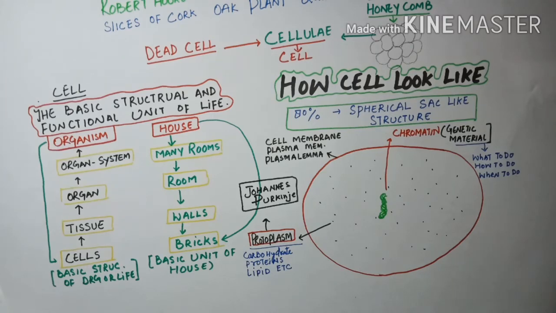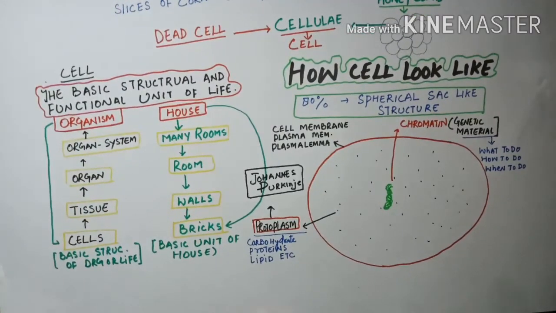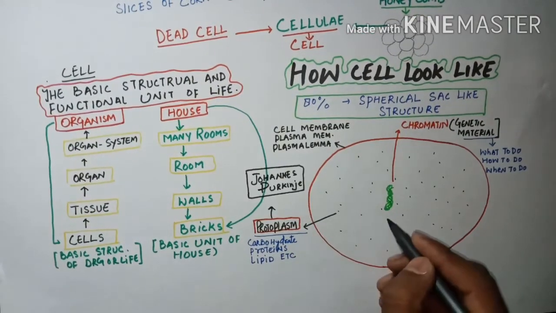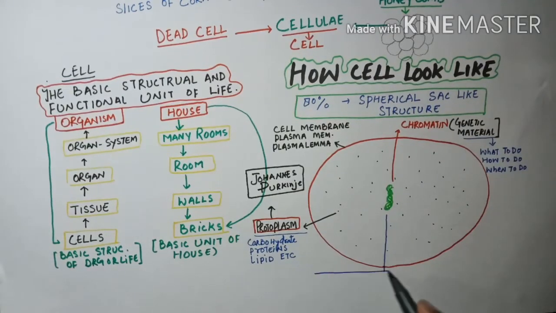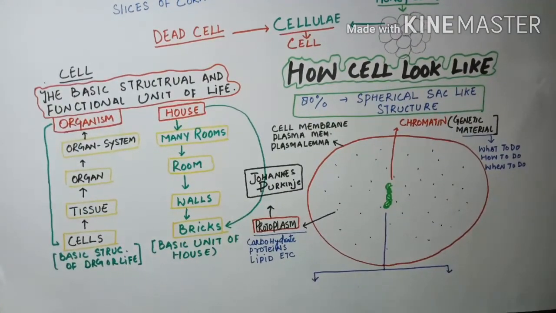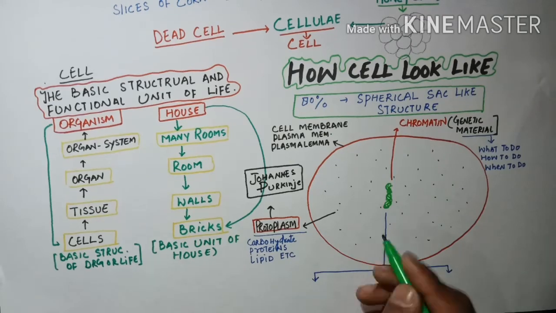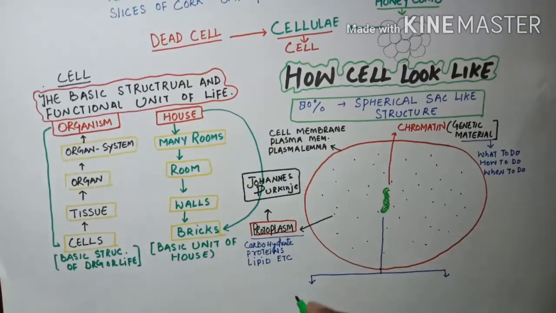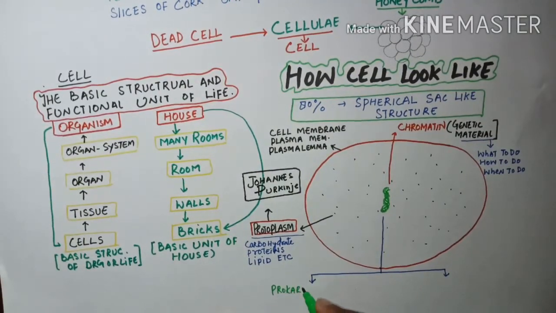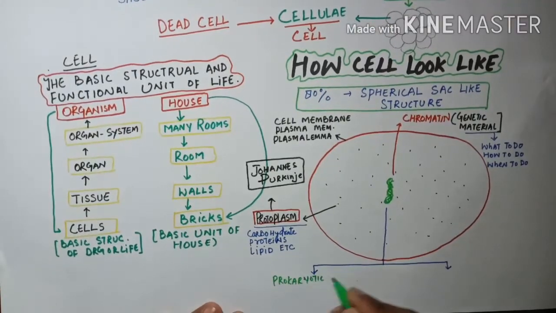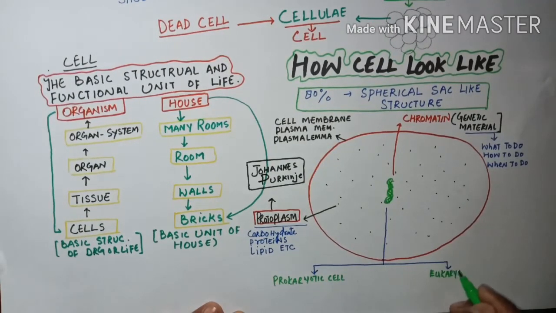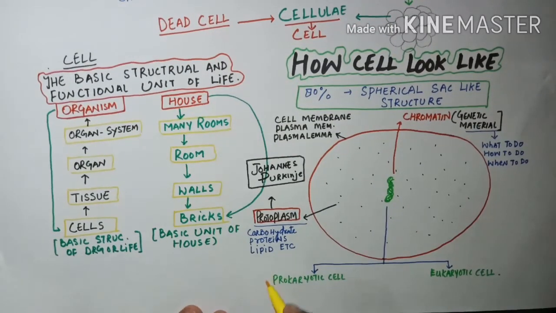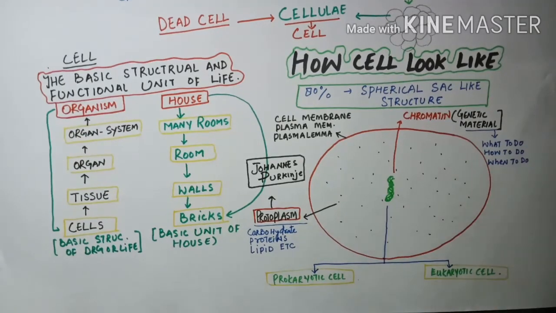And further, depending on whether the chromatin is covered by a protein covering or not, cells are of two types. The cell in which there is no covering around the chromatin or genetic material is known as a prokaryotic cell, and the cell in which it has a covering is known as a eukaryotic cell, which we will discuss in the next lecture.